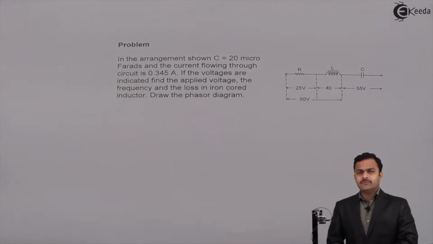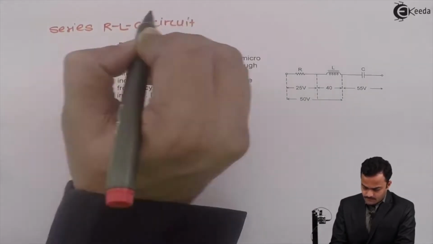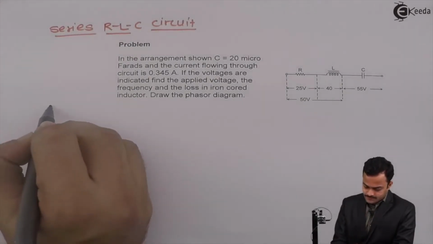Friends, in this video we are going to solve a problem based on series RLC circuit. The problem states that in the arrangement shown, C equal to 20 microfarad and the current flowing through the circuit is 0.345 ampere. If the voltages are indicated, find the applied voltage, the frequency and the loss in iron core inductor. Draw the phasor diagram. Now let's solve.